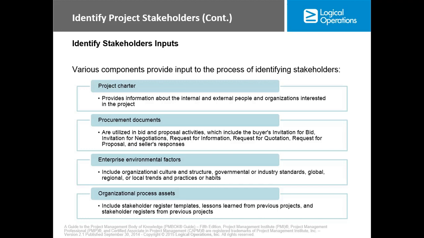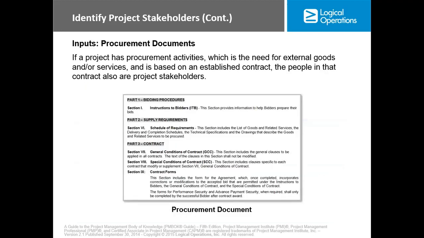Okay, so we have organizational process assets, which include the stakeholders register template, lessons learned from previous projects, and stakeholders registers from previous projects. Okay, now procurement documents. If a project has procurement activity which is intended for external goods or services and is based on an established contract, the people in that contract are also project stakeholders.